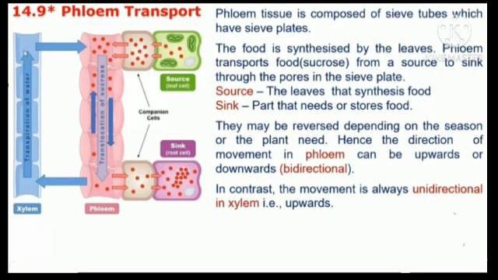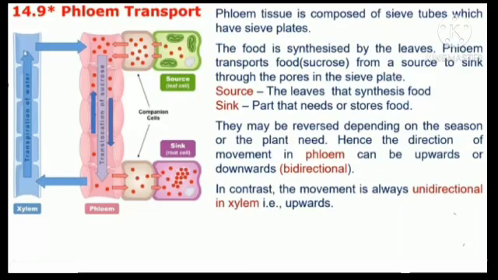Here, small amounts of material exchange takes place between xylem and phloem. Next is phloem transport. Phloem tissue is composed of sieve tubes which have sieve plates. The food is synthesized by the leaves. Phloem transports food, that is sucrose, from a source to a sink through the pores in the sieve plates. Source, that is nothing but the leaves, produces the food. Sink is the place where the food is stored.